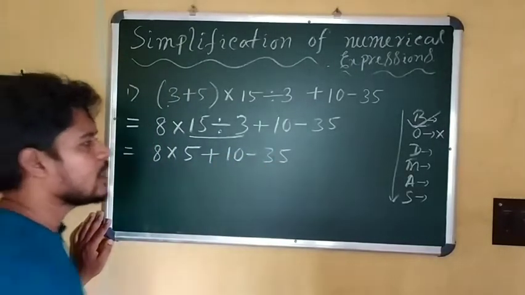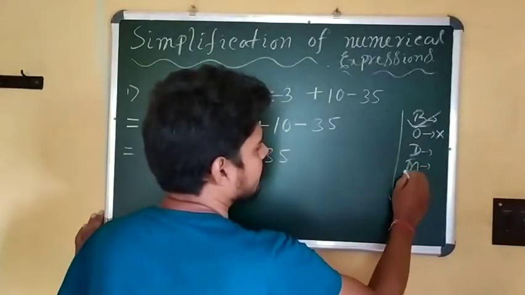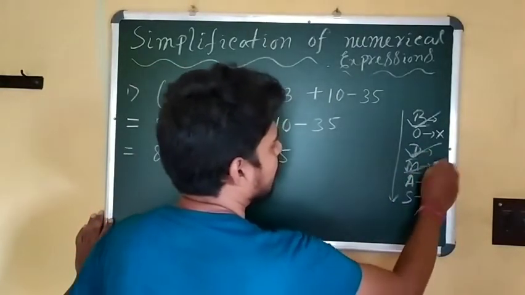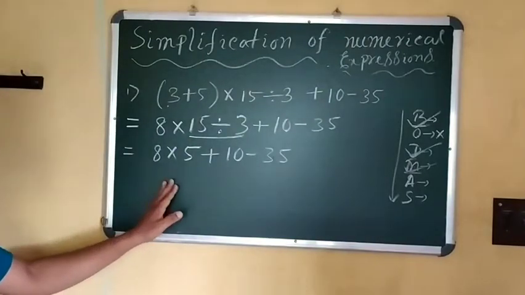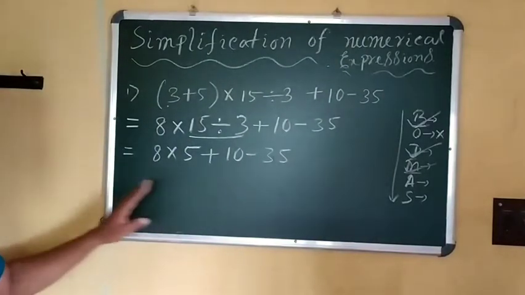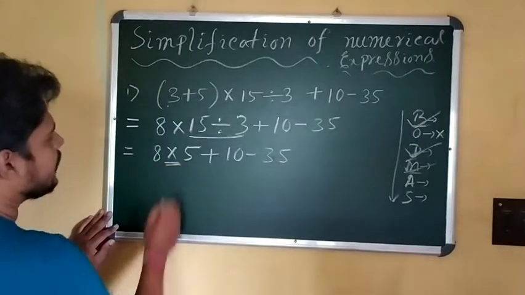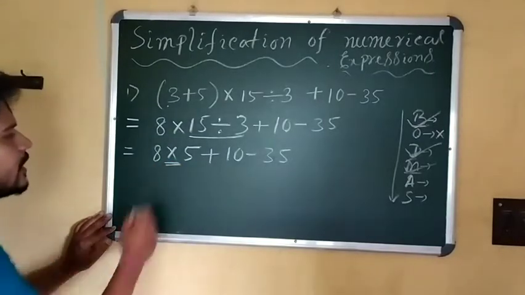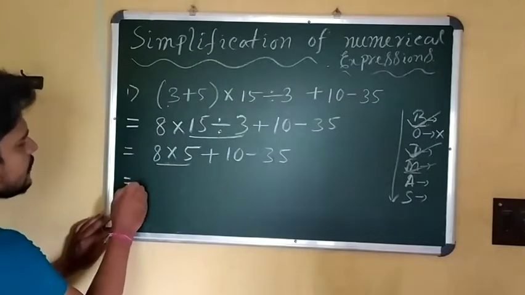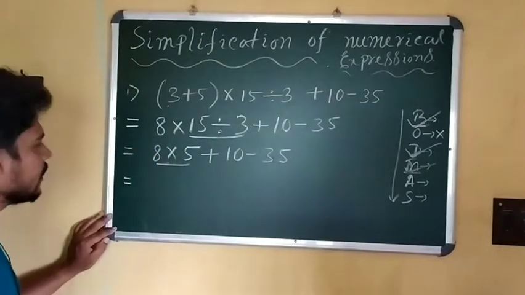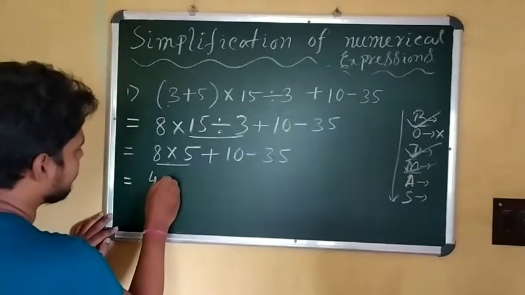Then which operation comes after the division? Here comes the multiplication. Then we have to find out, is there any multiplication sign present in the numerical expression? Yes, here it is written 8 multiplied by 5. So we have to solve this now. Then you give the equal sign, then 8 into 5 equals 40.